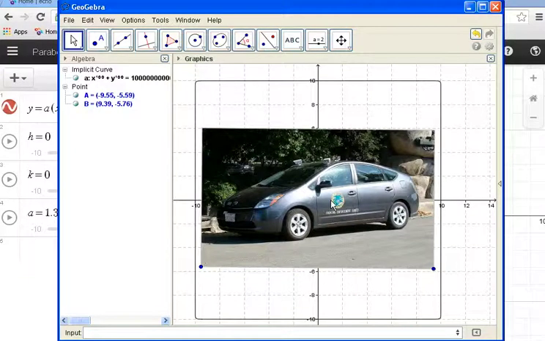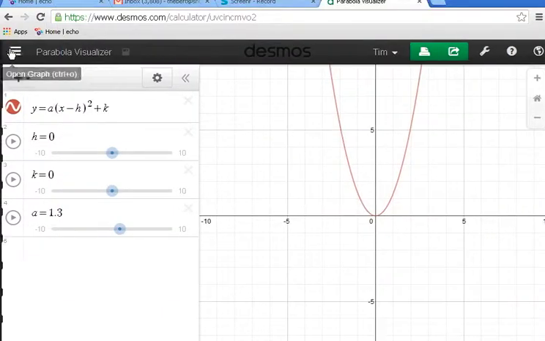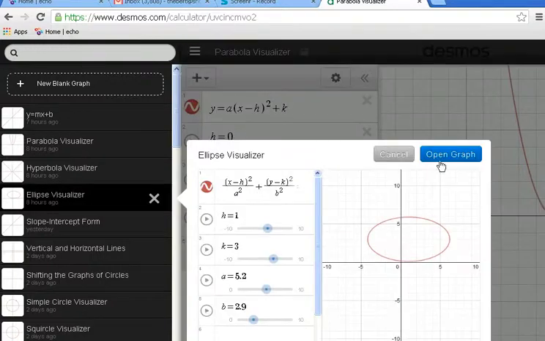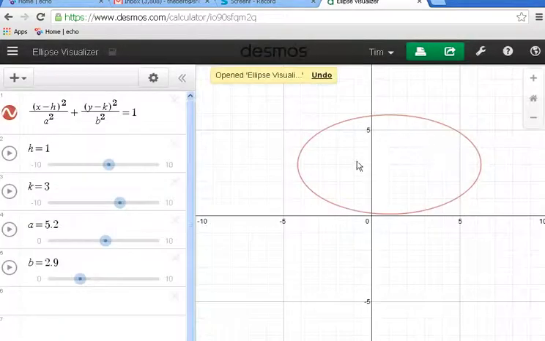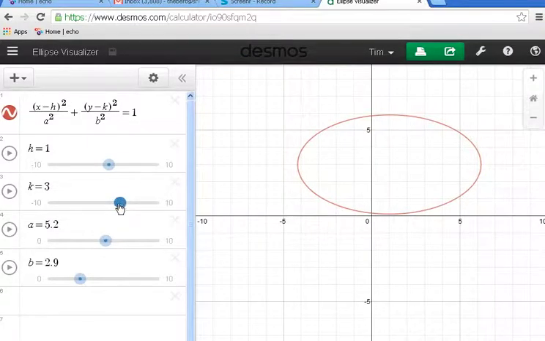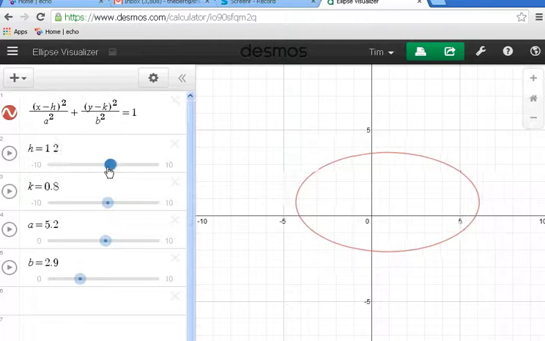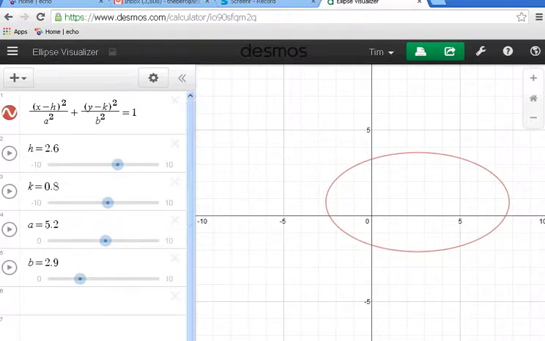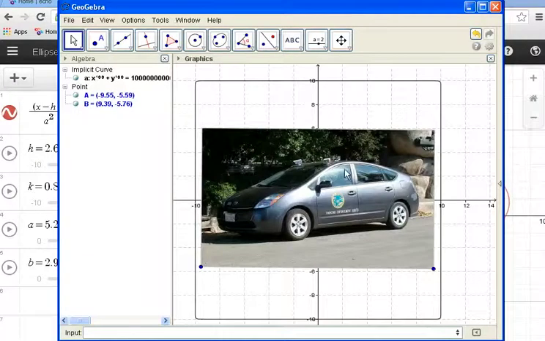Okay. So now suppose I want to put a curve over this. I sort of see an ellipse type shape here, the curve on the top of the car's windows. So I'm going to go over to Desmos and see if I can make an ellipse. I'm going to go to my ellipse visualizer graph, and I think I might need to move it downward some, rightward some. Let me go back to GeoGebra, take a look.